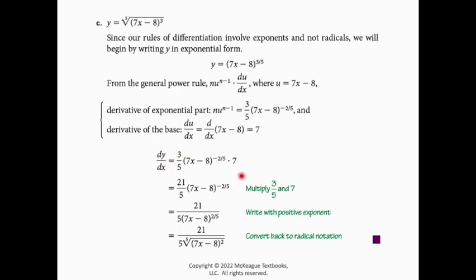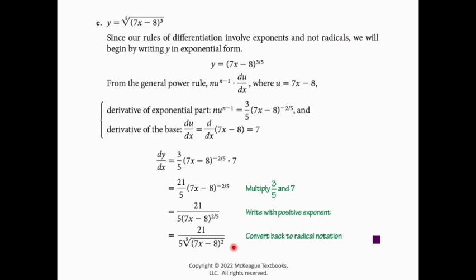Now when we clean this up, we can combine these two factors here, the 7 and 3/5. When I multiply those together, I get 21/5. And then that's still multiplied by the 7x minus 8 raised to the negative 2/5. This is the derivative. However, we have different forms down here.